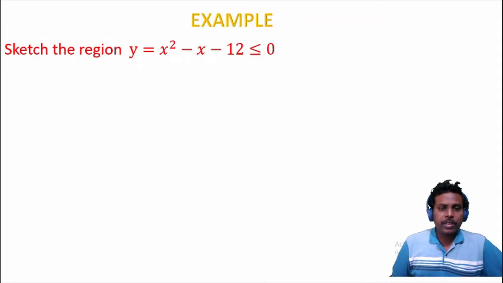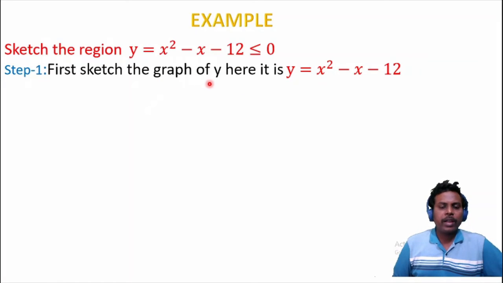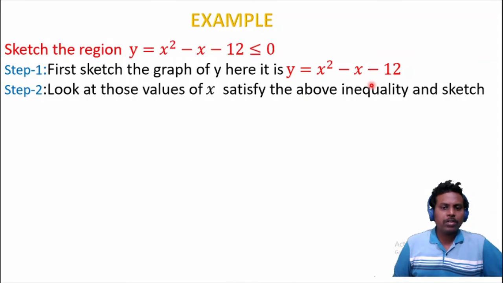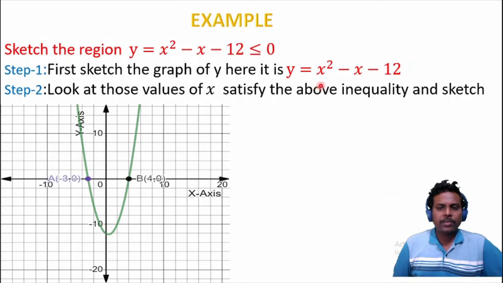What is the first step in order to sketch any inequality? First, you draw the sketch of the equality. So here, you have to draw the sketch of y is equal to x square minus x minus 12. First, sketch the graph of y equal to x square minus x minus 12. After drawing this graph, you have to look for those values of x which satisfy the inequality, and sketch it. Of course, previously you have seen how to sketch the graphs of a given quadratic expression.